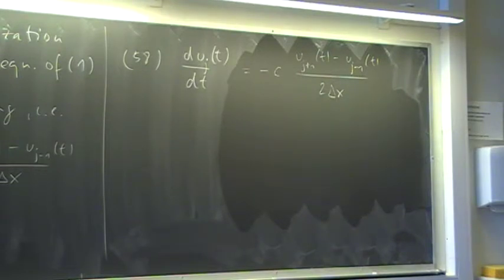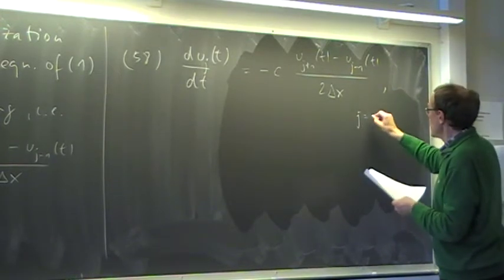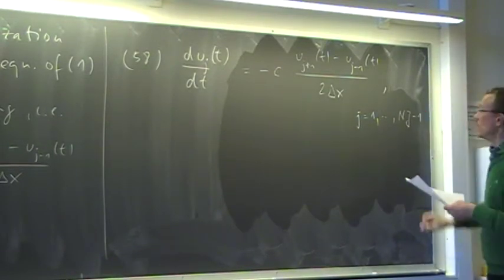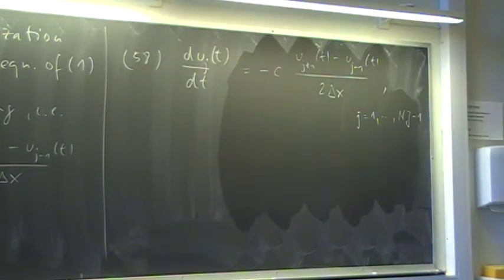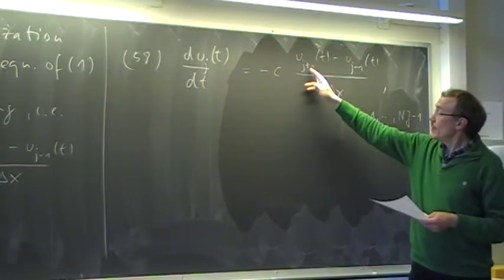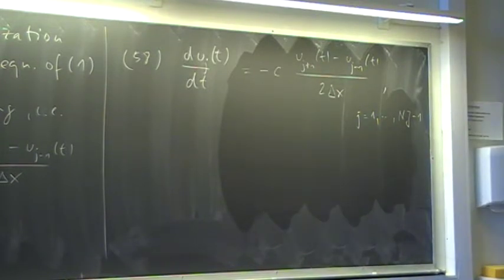So then we get a system of ordinary differential equations, because this here is valid for j from 1. We use the notation with the Nj. We cannot go to the right boundary, because at Nj we would also need Nj plus 1, which we don't have. So therefore, we have to stop at Nj minus 1. j equals 0 is the boundary condition if c is positive.